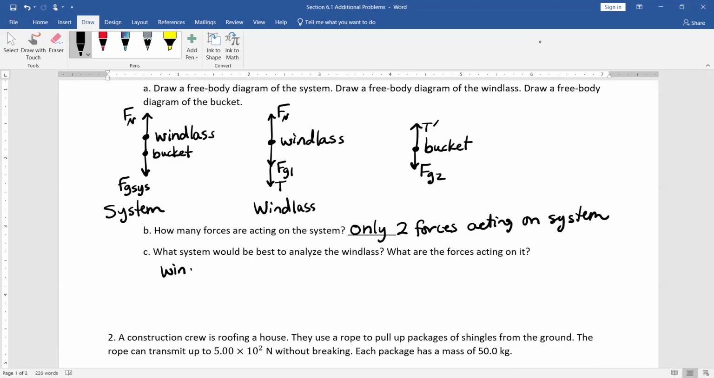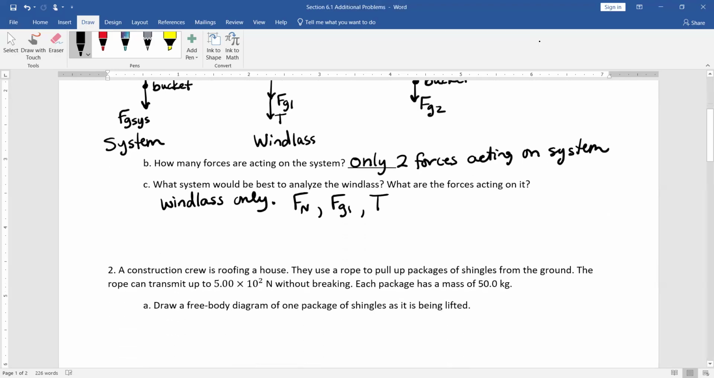And the forces acting on it are the normal force. And of course, if the windlass was something that was hanging from a rope that had tension in it, then you would have the upward tension, the bottom tension, and the force of gravity on that object. But in this case, it's just the normal force, the force of gravity on the windlass itself, so FG1, and then the lower tension that's from the bucket. So you have the three different forces there.